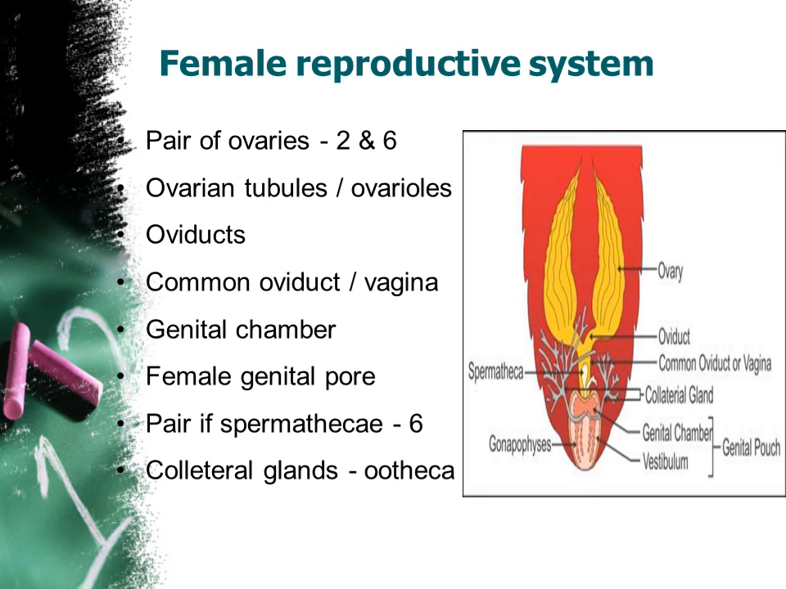So listen, here the ovaries are there. Ovary is leading to the oviduct. Oviducts join together as the common oviduct or vagina, and the vagina on the ventral side opens as the female genital pore, right? Then this oviduct will open into the chamber that is known as the genital chamber, right?